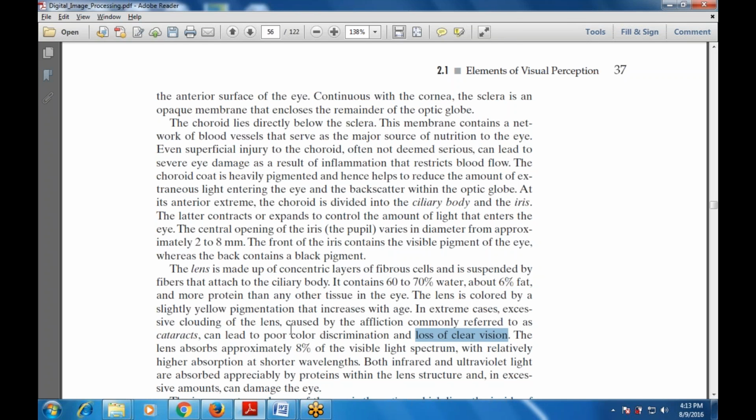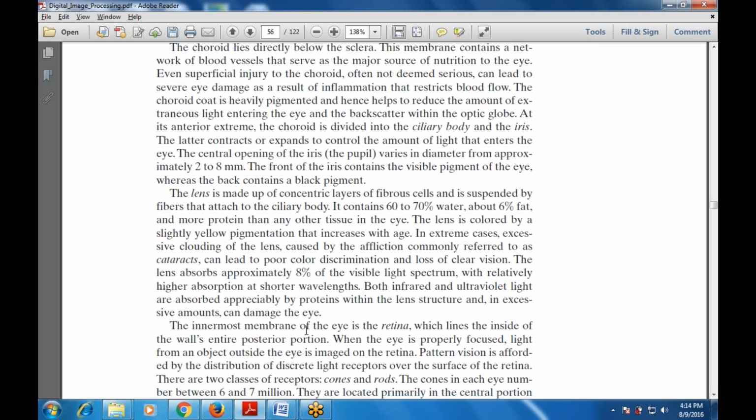The lens absorbs approximately 8% of the visible light spectrum, with relatively high absorption at shorter wavelengths. Both infrared and ultraviolet light are absorbed by the proteins within the lens structure, and in excessive amounts they can damage the eye. So whenever a high amount of infrared rays approaches our eyes, it can damage them.